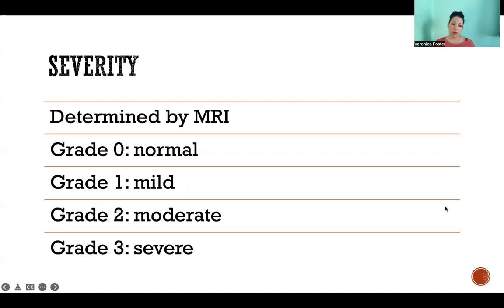All right, so the severity is determined by MRI. If you have an MRI done of your spine and it comes back with absolutely nothing, you're totally normal, it would be called a grade 0, and then it goes up from there. So a mild stenosis is grade 1, moderate grade 2, severe grade 3.